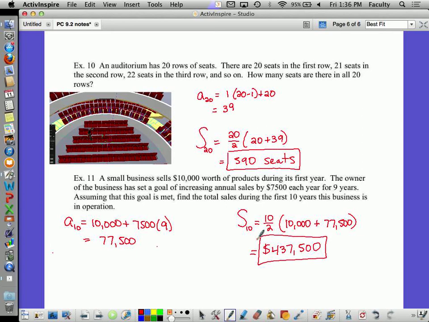I got $437,500. Okay, it did not say find the sales in the 10th year. It says during the first 10 years. So I had other students put down $77,500, and they only found out what the sales would be during the 10th year. Okay, do you guys understand that?